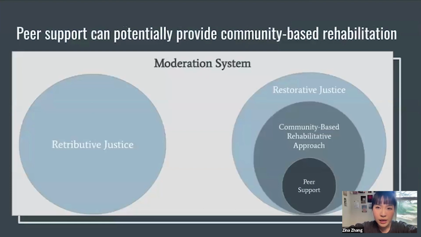Lastly, I would like to summarize our work's contribution. Besides the retributive justice that has been studied a lot in moderation, this paper turns to restorative justice. In restorative justice, there are many stakeholders such as victims, bystanders, and offenders. This paper focuses on the offender's perspective and specifically on community-based rehabilitation, where the community helps the offender reform their behaviors. This paper reports how peer support can be considered a community-based rehabilitative approach to reform toxic players' future behavior and thus mitigate toxicity.